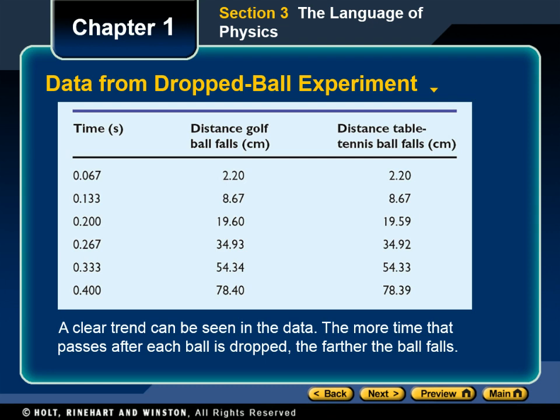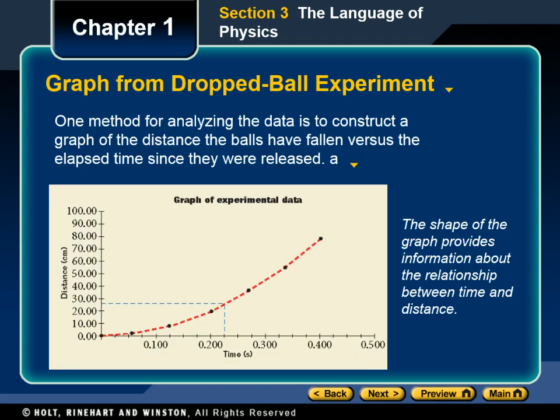One method for analyzing the data in Figure 3.2 is to construct a graph of the distance the balls have fallen versus the elapsed time since they were released. This graph is shown in Figure 3.3 on page 24 of your text or on the screen now. Because the graph shows an obvious pattern, we can draw a smooth curve through the data points to make estimations for times for which we have no data. The shape of the graph also provides information about the relationship between time and distance.